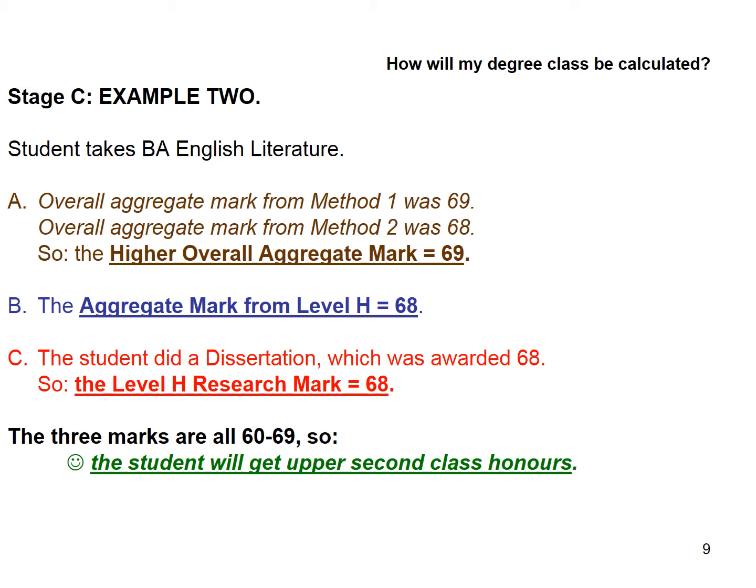Again, they did a dissertation. That was awarded 68 as well. So the level H research mark was 68. So we have 69, 68 and 68. Those 3 marks are all between 60 and 69, so this student will get an upper second class honours degree.